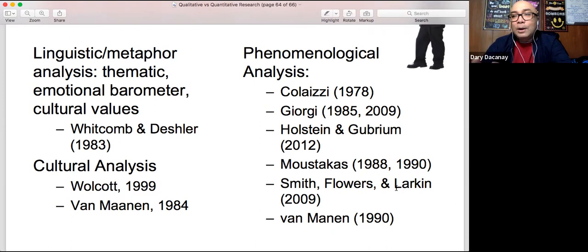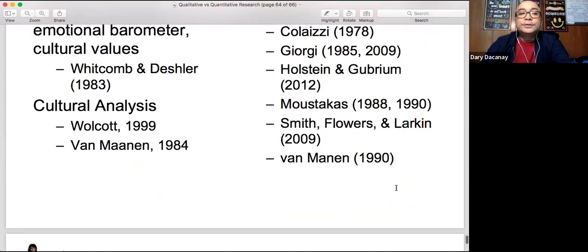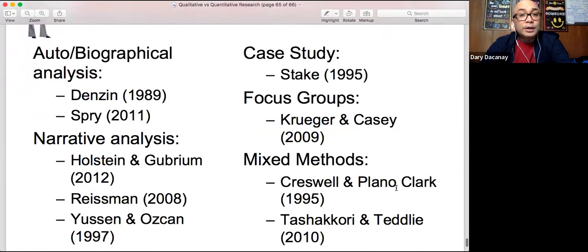Because with authors, you have to understand how they analyze the data, the steps in doing research, and how to analyze it. Again, we can get that from the authors. And for the case study, we have Stake, 1995. I forgot to tell you, Robert Yin. Here, Robert Yin is also in the case study.